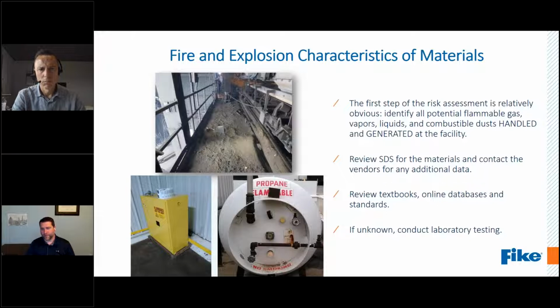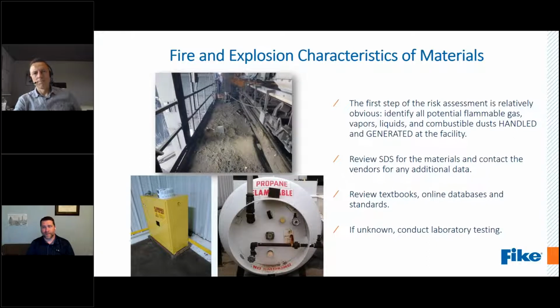Now, you need to get all the characteristics for your materials, and the next two slides are going to go through the general characteristics you're looking for for the gases and the combustible dust. Your first place to start is going to be the SDS for those materials, and reaching out to the vendors or manufacturers. For the gases and liquids, you can often find what you need on the SDS, or the vendor or manufacturer will be willing to give that to you. That's less common with the combustible dust.